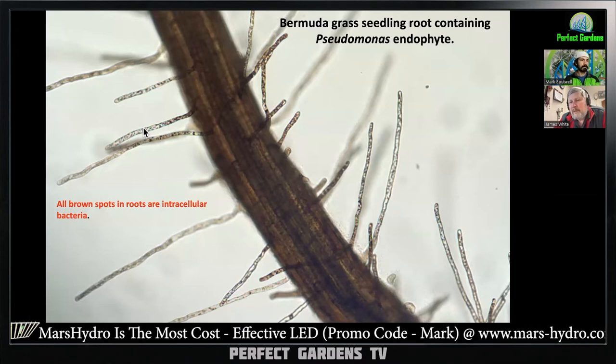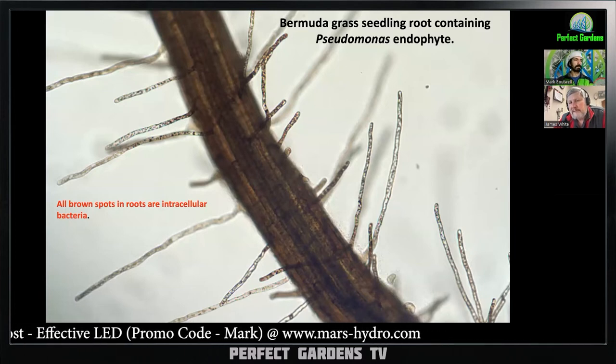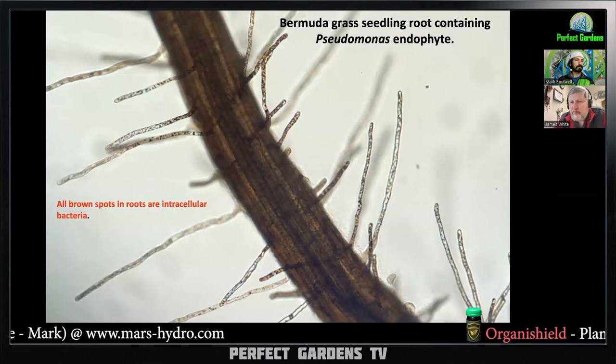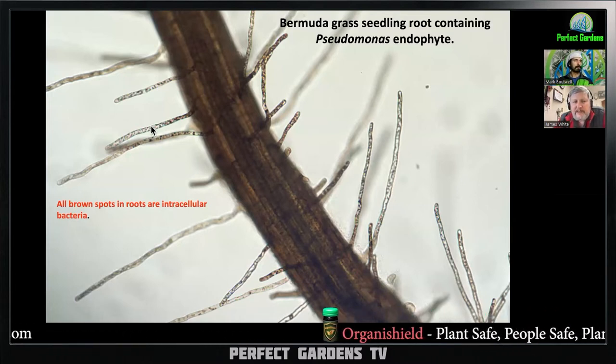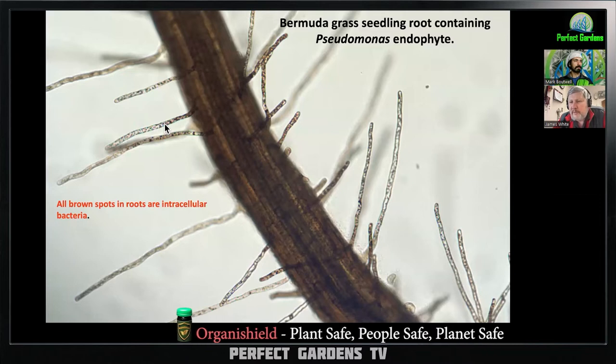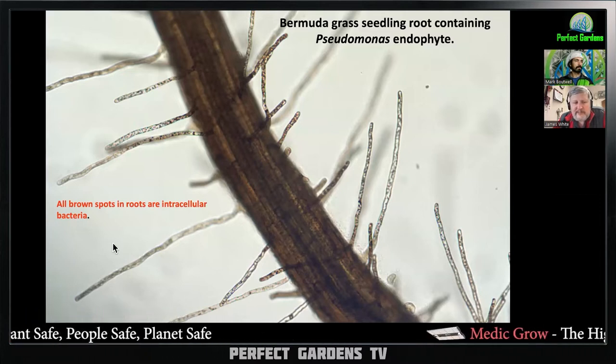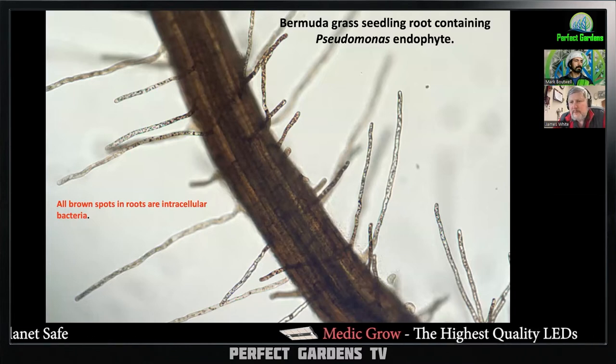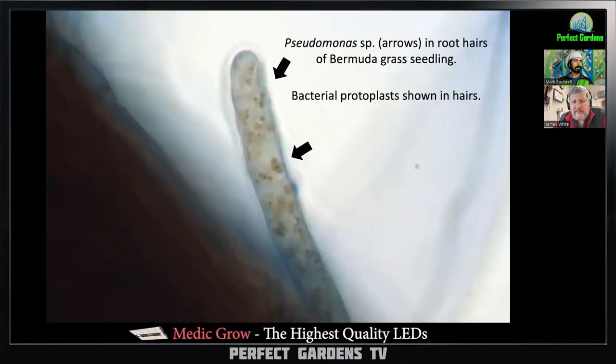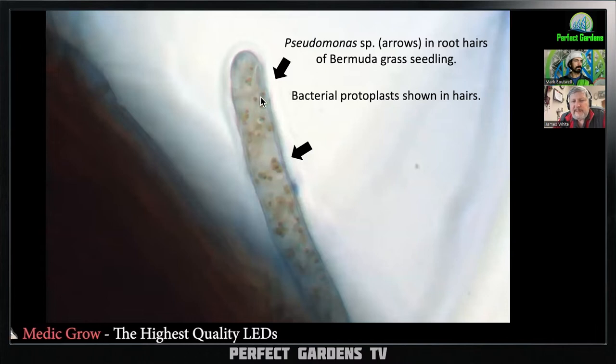This is stained for hydrogen peroxide, which is one of the reactive forms of oxygen. Wherever there's brown, there's hydrogen peroxide, and that's around the bacteria. Where the bacteria are, that's where you get this reactive oxygen being produced. And that's a close-up that shows the bacteria in a root hair. You can see the spherical things.